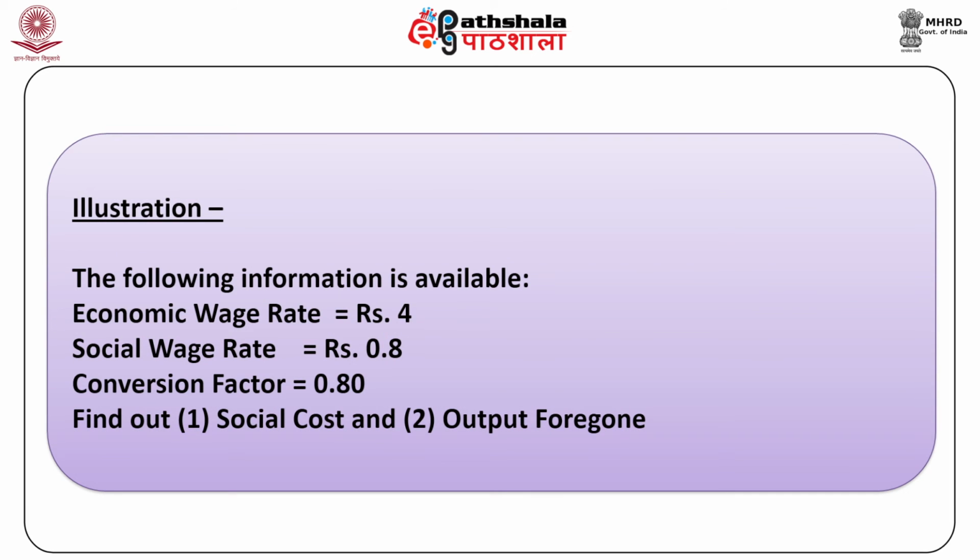Illustration 24.3. The following information is available. First, economic wage rate is rupees 4. Second, social wage rate is equal to 0.8 rupees. And third, conversion factor is equal to 0.80. Now find out social cost and output foregone.